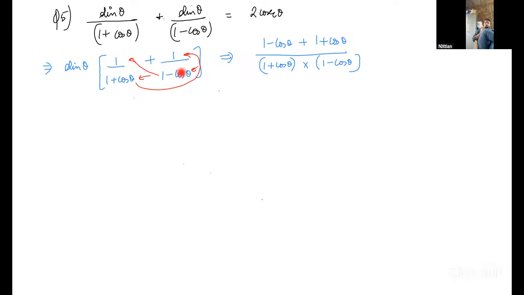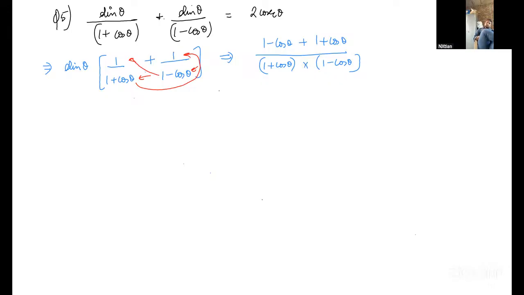Or you can do one more thing. This will multiply with this. This will multiply with this, and they both will multiply. Okay. 1 minus cos theta will multiply with this one. 1 plus cos theta will multiply with this one, and they both will multiply like that. Did you understand, Miracle? Both are the same thing.